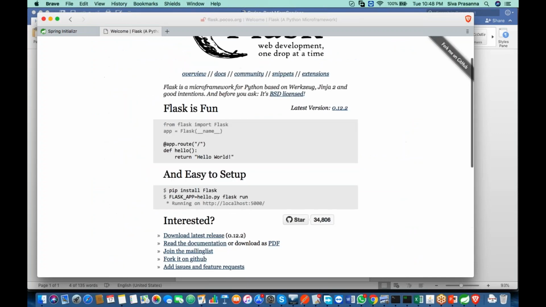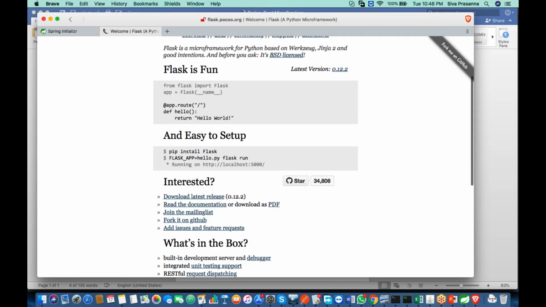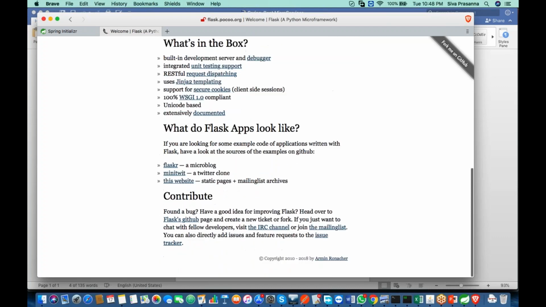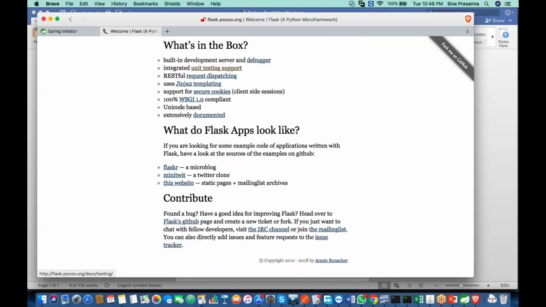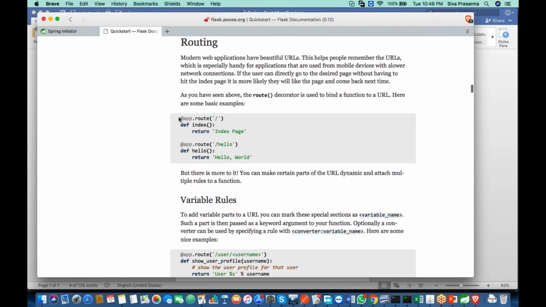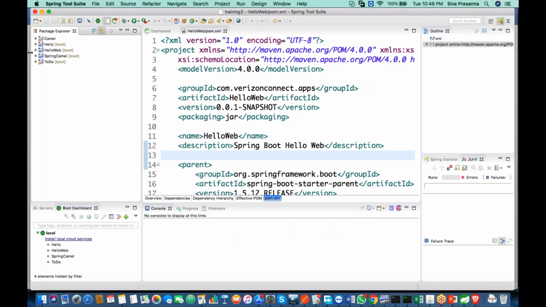So that's a different way, but again, the concepts would remain similar. Just the way you implement would be different. The reason is that they use Jinja templates and the RESTful dispatcher. So this will remain the same, this is how even Java would be. Just because you are asking me, I will show you that particular thing.